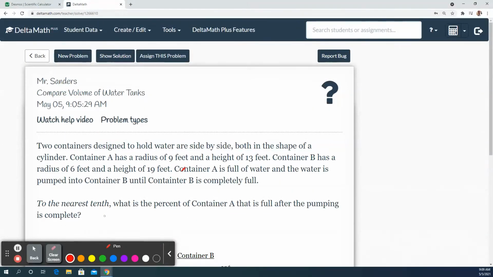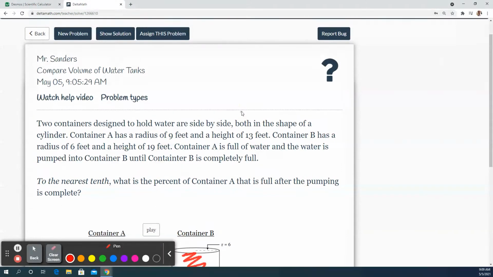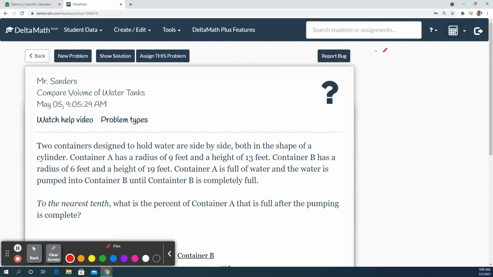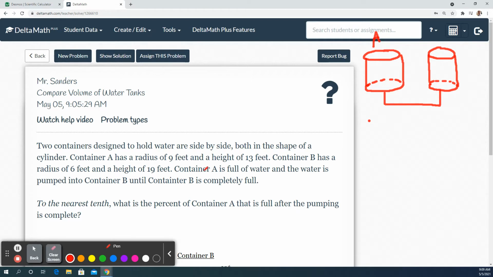Okay. So let's go ahead and attack it. As always, I would recommend just drawing your cylinders. All right, that looks pretty good. And this would be, I'll call this A. And what's the other one called? B.